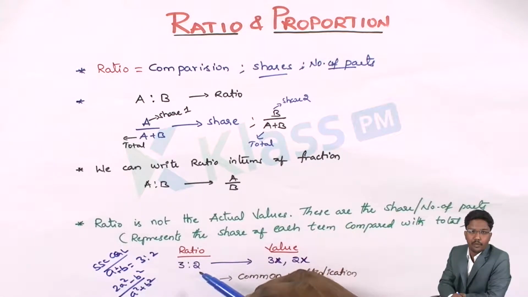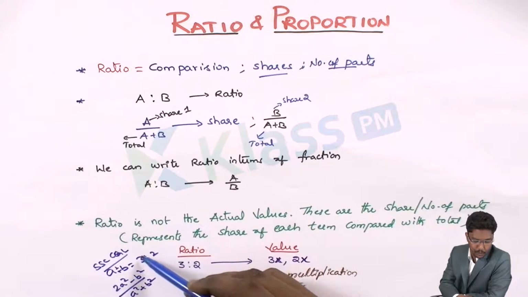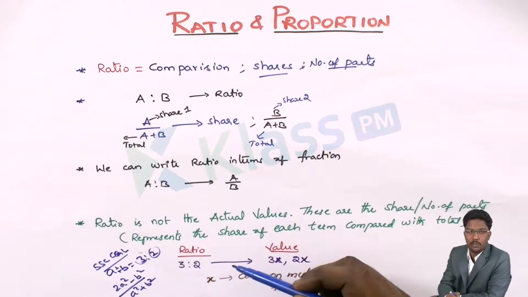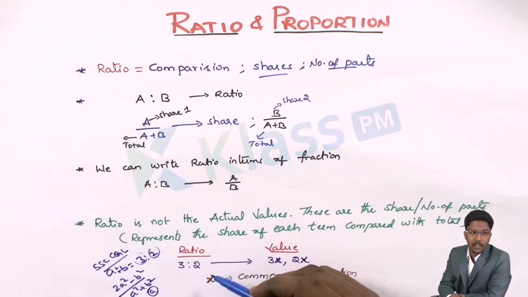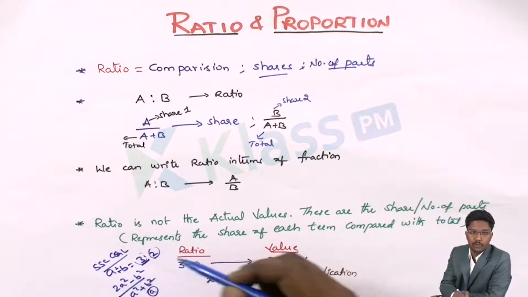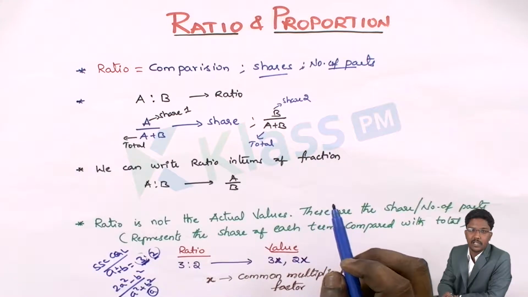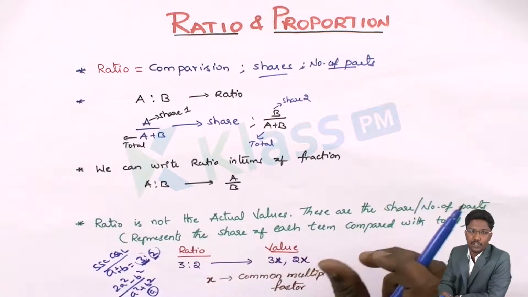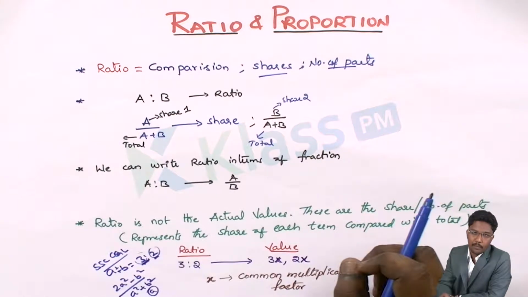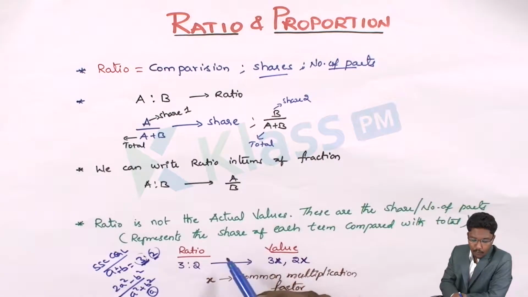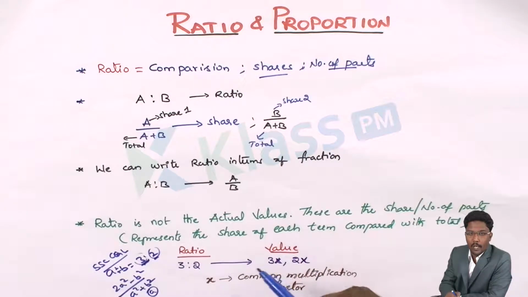In this type of question, generally every student will substitute the A value as 3 and the B value as 2. When you substitute like this, you will get an answer, and it is the first option in the question paper. But these are not the values. Please remember this. Ratio is the representation of shares or number of parts when compared to the total number of parts. In this way, how do we convert ratio into values?